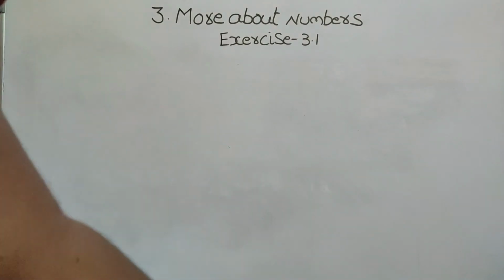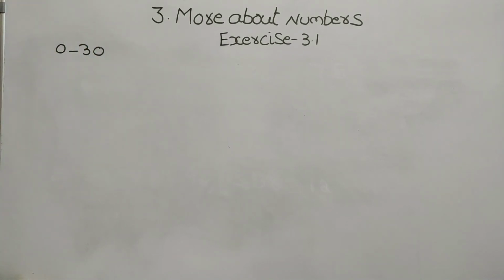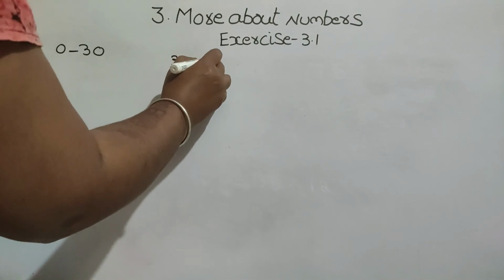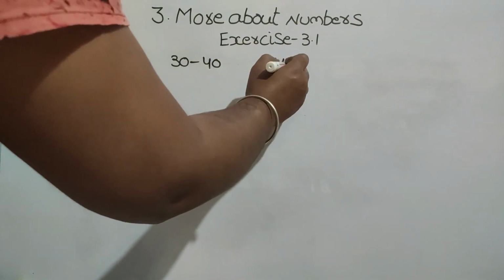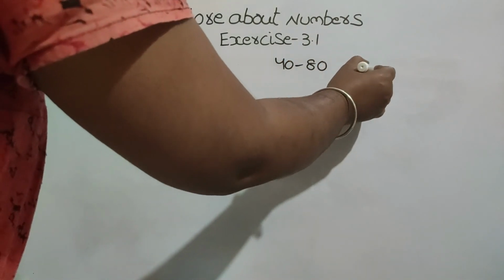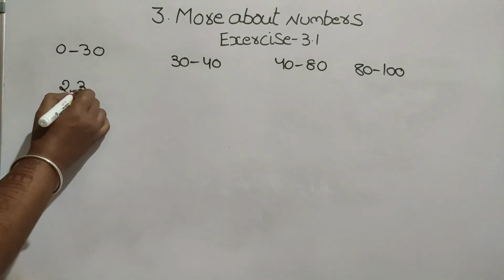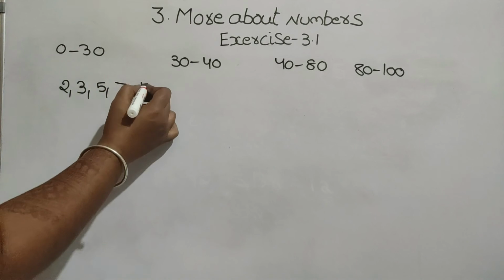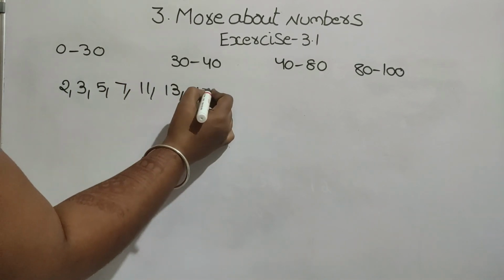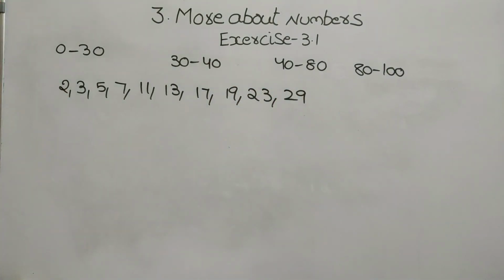Write all prime numbers between 0 to 30. First question 0 to 30. Second question 30 to 40. Third question 40 to 80. And fourth question is 80 to 100. First one is 0 to 30: 2, 3, 5, 7, 11, 13, 17, 19, 23, 29. These are between 0 to 30.